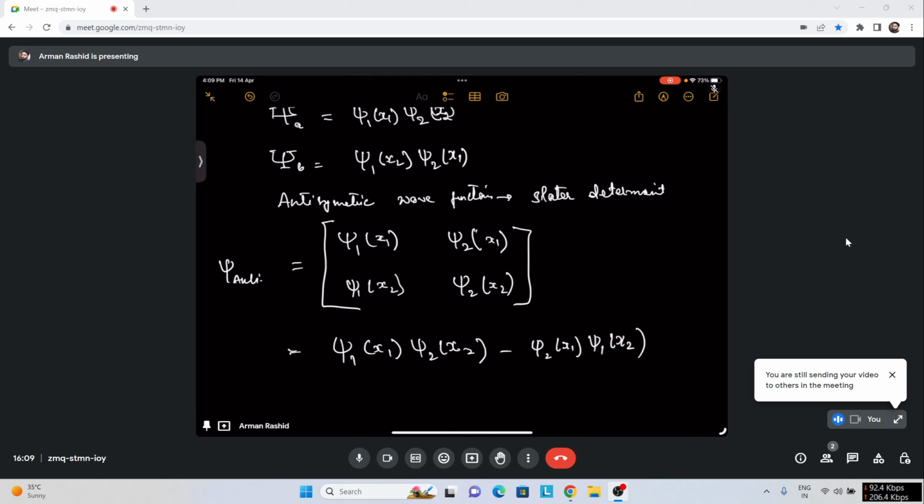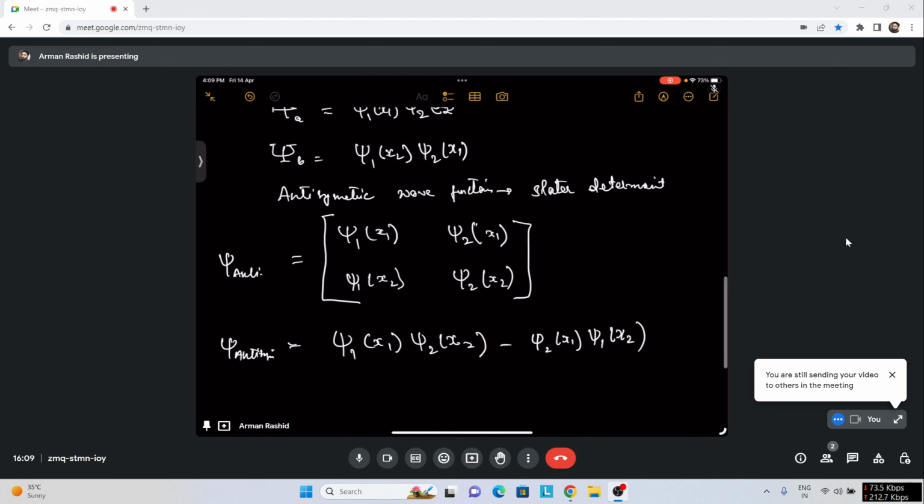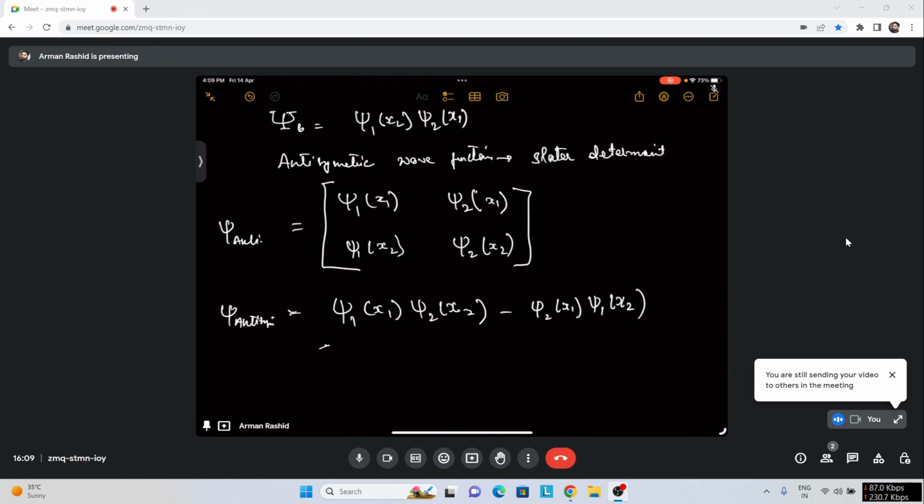Okay, so this is psi anti-symmetric. Now what we do is exchange e1 from x1 to x2 and e2 from x2 to x1, right?